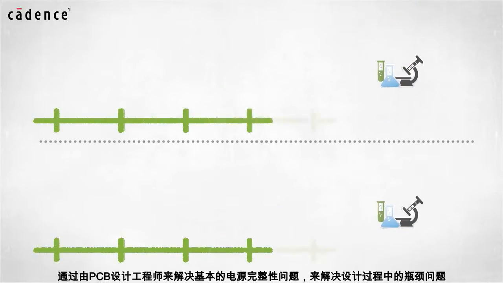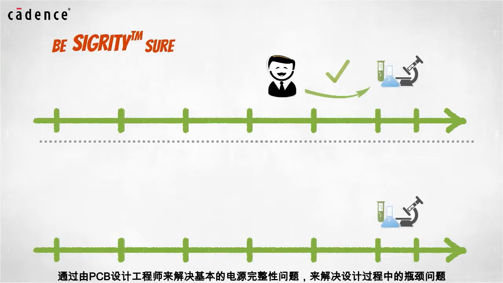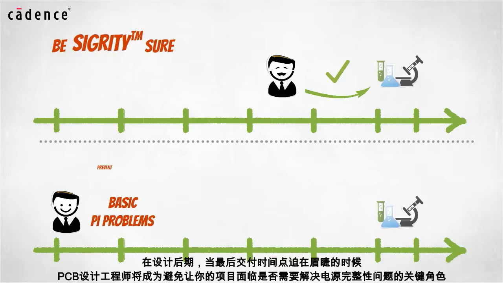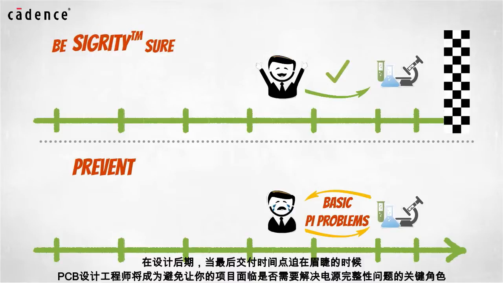By empowering the PCB designer to work independently on basic PI problems, you can eliminate this process bottleneck. Your PCB designer can be the key in preventing your design teams from having to face PI problems when project deadlines are looming at the end of the design cycle.